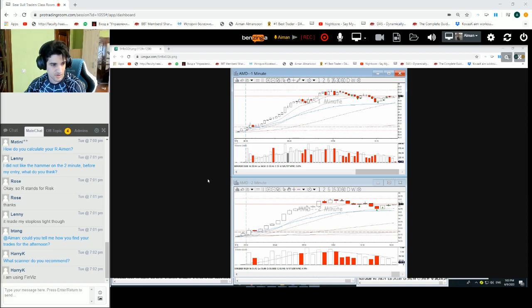What scanner do you recommend? Trade Ideas. It's really customizable, but we share it here. It's a little bit expensive for some, but it's really good. Finviz is also good, and it's free. So yeah, let's go through the trades.